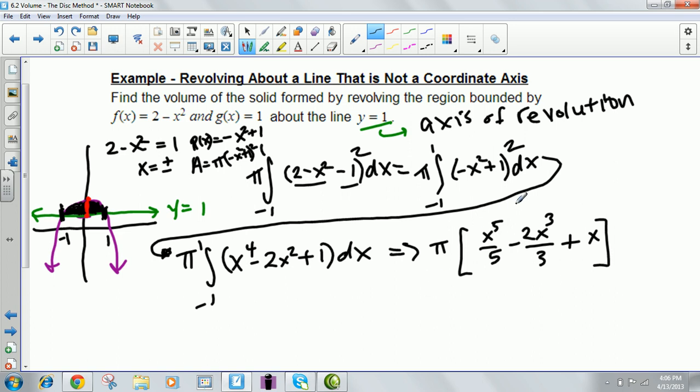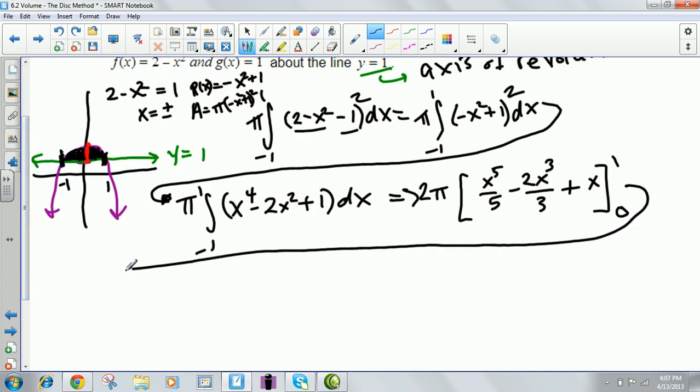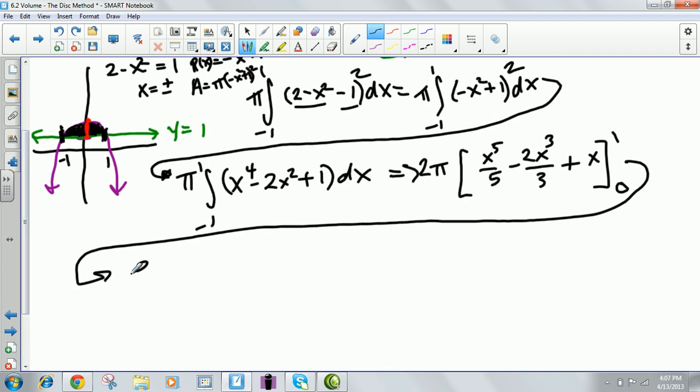Now here's something that we could do to make this a lot easier. So this is an even function, right? Look, the area on the left and the area on the right of this function are the same. So instead of going from negative 1 to 1, we could go from 0 to 1 and then just multiply the whole thing by 2. It'll make it a lot easier, especially since we have those fractions in there. I can just forget about the bottom limit now.